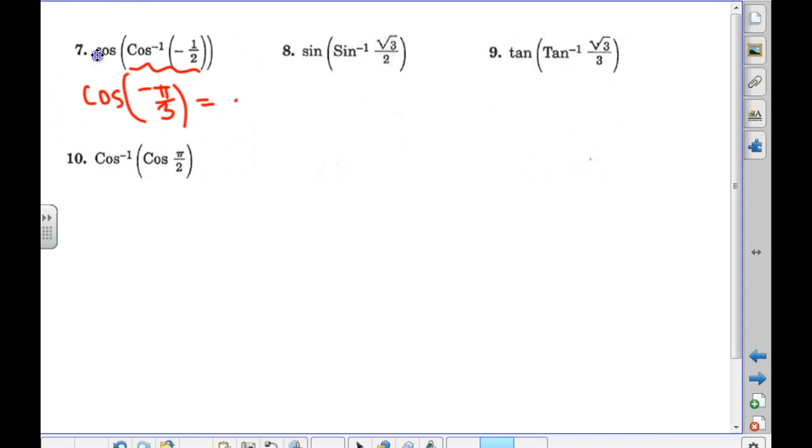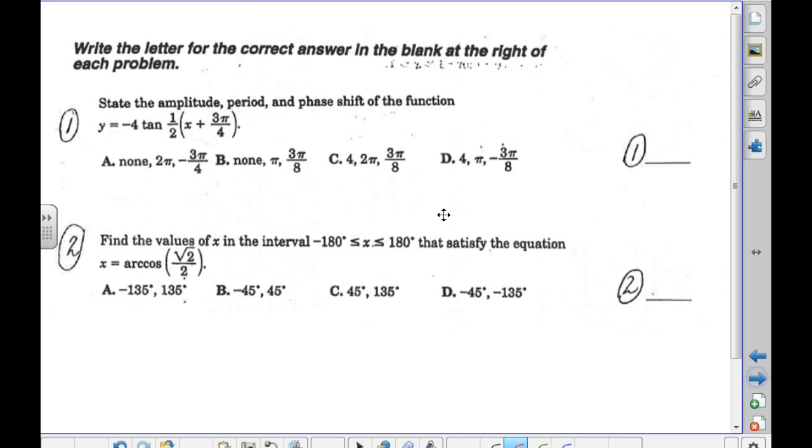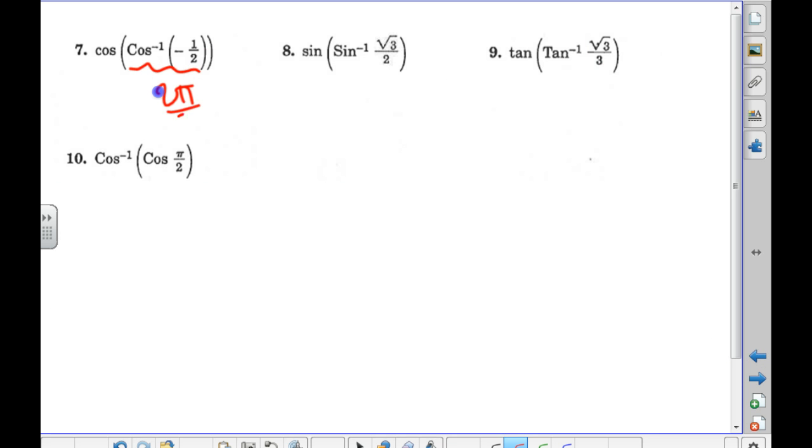They cancel each other out. But cosine is negative only where? We've got to be careful. So we're looking at these values, because cosine is negative 1/2 at 2 pi over 3. But then it wants to know, what is the cosine at 2 pi over 3? It is negative 1/2. They just canceled each other out.